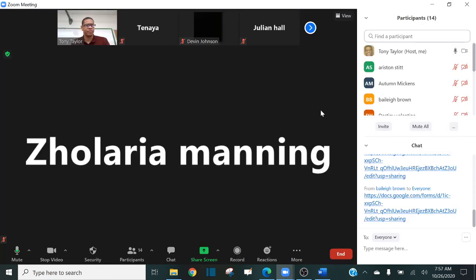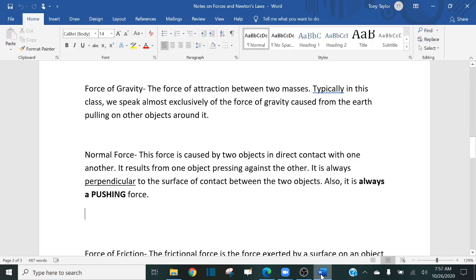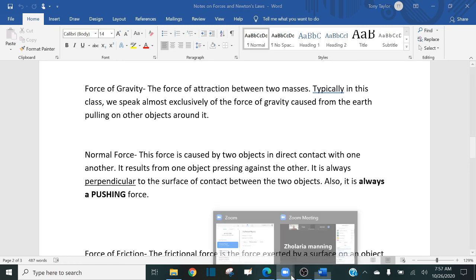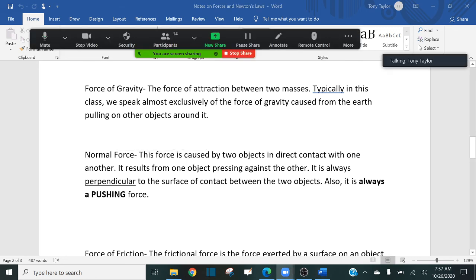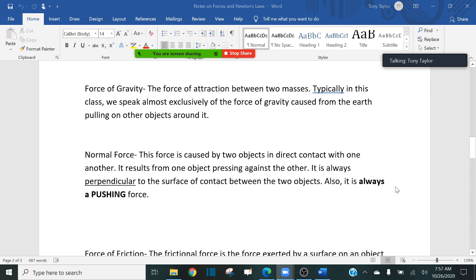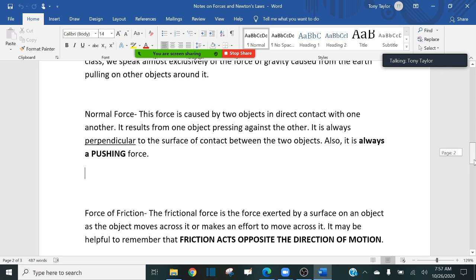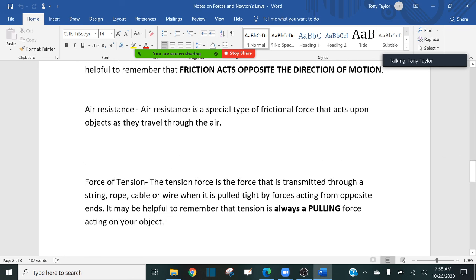Hold on, I just realized I wasn't sharing my screen with you all when I pulled up the notes. Anyway, let me repeat what I just said. Okay, there we go. So the normal force is always a pushing force. And again, that's different from tension, which is always a pulling force. Okay, but we're going to come back to that.